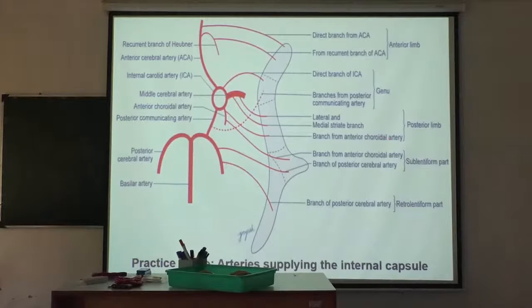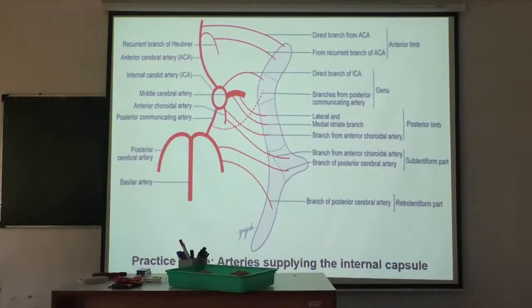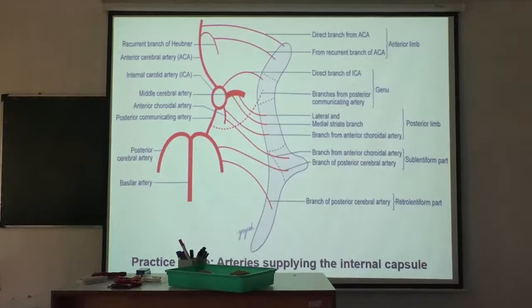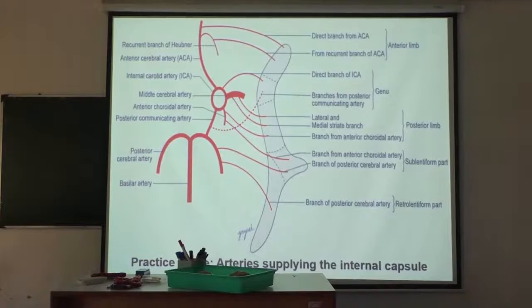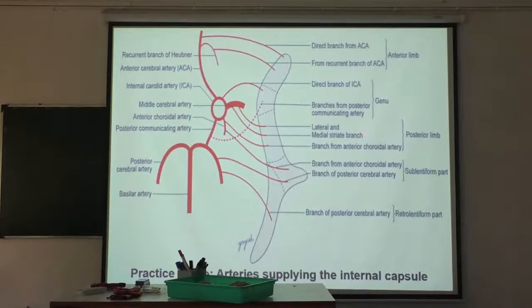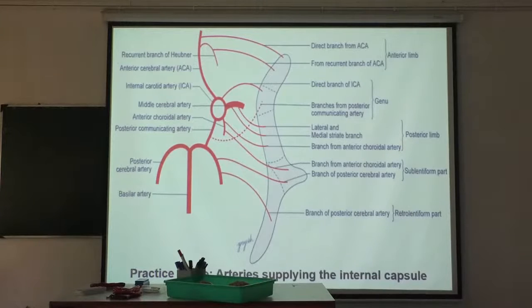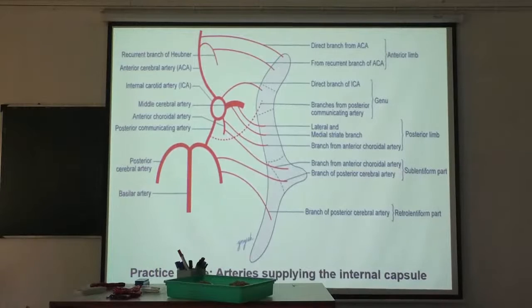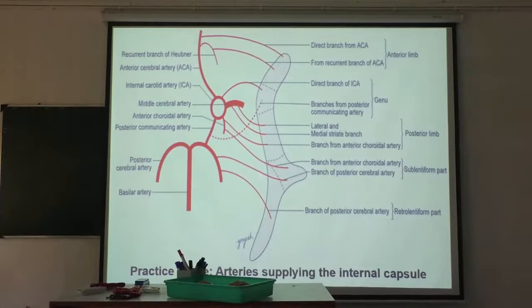This part is the posterior limb, supplied by lateral and medial striate branches, and a branch from the anterior choroidal artery. And this part, the sublentiform part, is supplied by branches from the anterior choroidal artery and posterior cerebral artery. The posterior cerebral is a branch from the basilar artery; you have read this during the circle of Willis. And here the retrolentiform part is supplied by a branch of the posterior cerebral artery. So this is the arterial supply of the internal capsule.